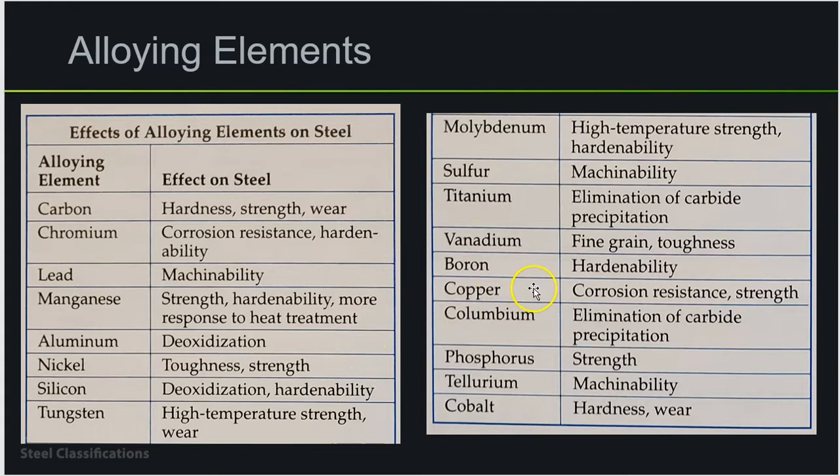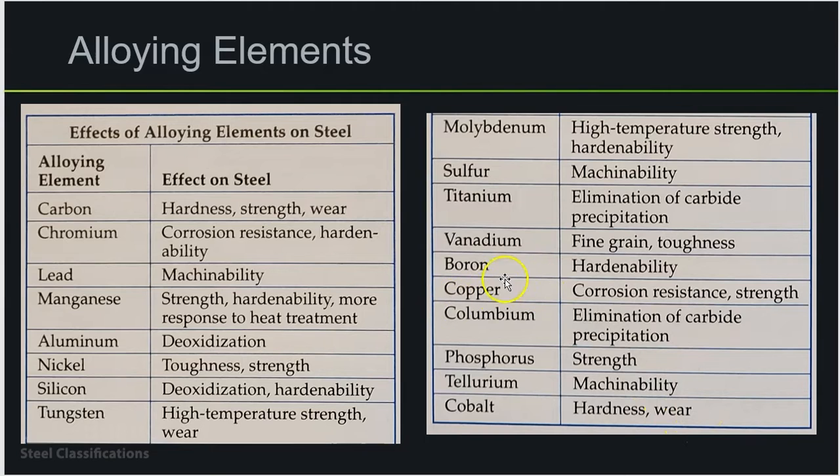And then let's just go on over to the right. If we add a little bit of copper to steel, it's going to increase its resistance to corrosion, and it's also going to increase its strength. And then if we add something like cobalt to steel, it's going to increase its hardness, and it's also going to make it more wear resistant.